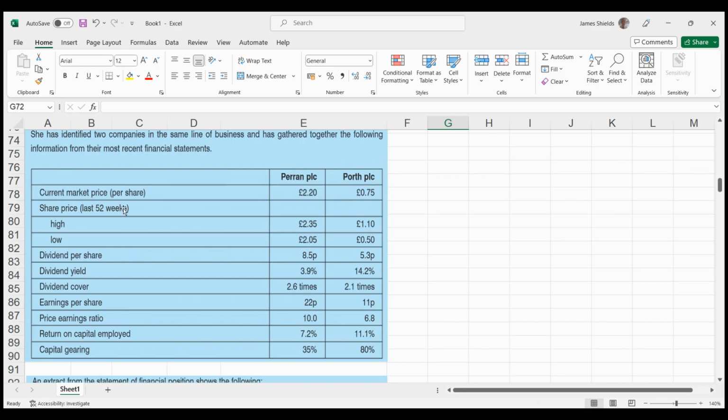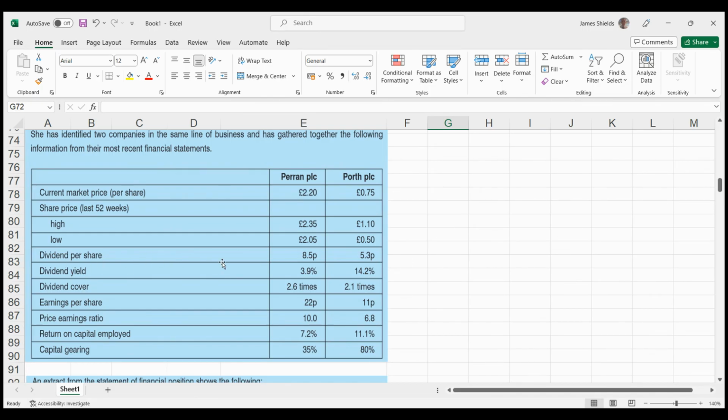Share price in the last 52 weeks. For Perrin plc, the highest price was £2.35 and the low price was £2.05. So there's a variation there of 30p. Porth plc, the high price was £1.10, the low price was £0.50. So the variation there is 60p. So there's much more variation in the price of Porth plc compared to Perrin plc. That may suggest that Porth plc could be a riskier investment than Perrin plc.